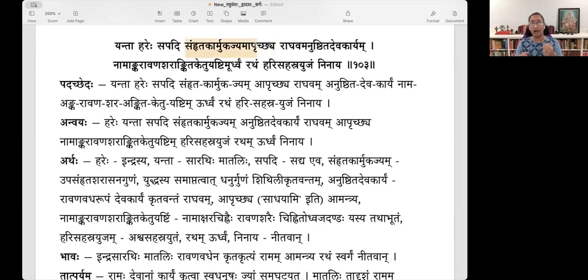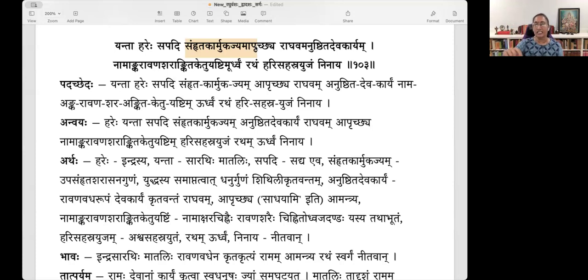He had first samhrita karmuka jya. Karmukasya jya samhrita yena: the one who had laid down his bow after having collapsed the bow string. Samhritam ityukte, he removed it from its tightened position, took it back and placed it in its proper position and not in the ready position. So Raghava had taken out the string from the Karmuka, the bow, and he had also completed the work of the Devas. The work of the Devas was to kill Ravana and he had completed that. Tam Raghavam aprichya: Indra's charioteer Matali asked the permission of Rama, who had completed the Devakaryam and removed the bowstring from the bow. He took the Ratham up to heaven, to Swarga.